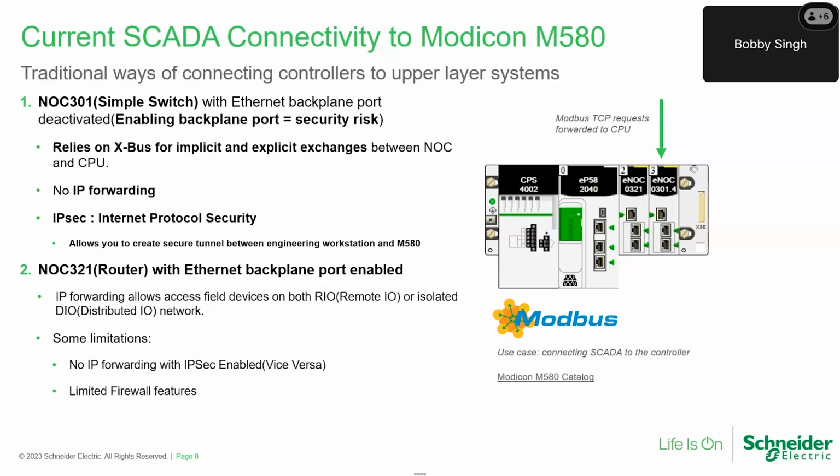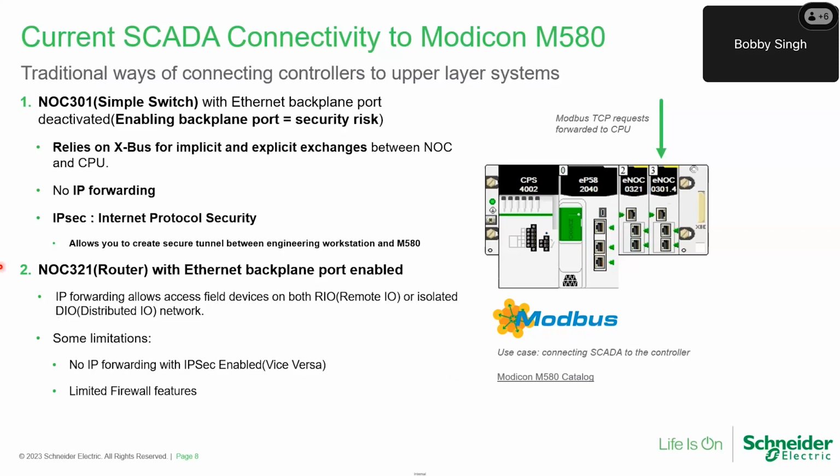If you enable the Ethernet backplane port on NOC 301, now M580 private networks such as remote I/O and distributed I/O are completely exposed to any connected network such as the SCADA network. Now anybody that's connected to these networks, any device, could completely see what's connected on the M580. It's no longer isolated.